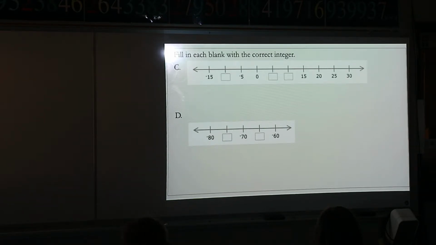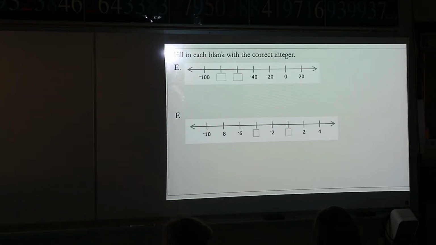Next one, letter C here. What numbers need to go in these blanks? -10 Okay, and 5, 10. Good. Jumping by 5s. We recognize it. That's a number line. Doesn't always have to jump by 1. Bottom row, 75 and 65. Good. Negatives. Right. Good. You're recognizing where they need to go.